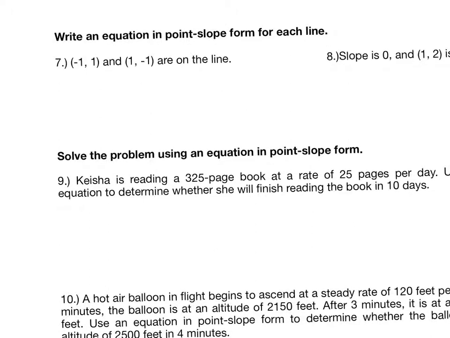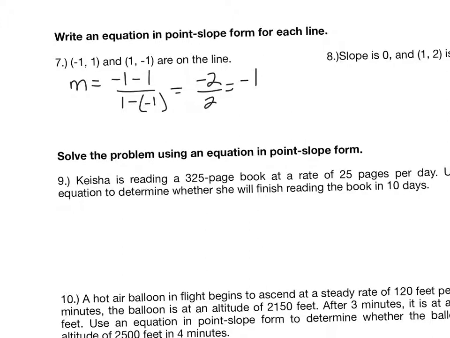Point slope form, we're given 2 points, so what we're going to need to do first is find our slope. We need our slope in order to write a linear equation in point slope form. How do we do that? That would be y2 minus y1 over x2 minus x1. Okay, so -1 minus 1 would be -2, and 1 plus 1 would be 2. So our slope would be -1.